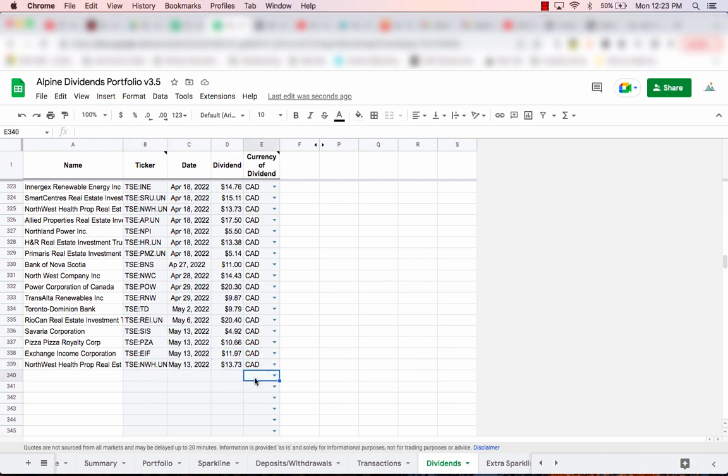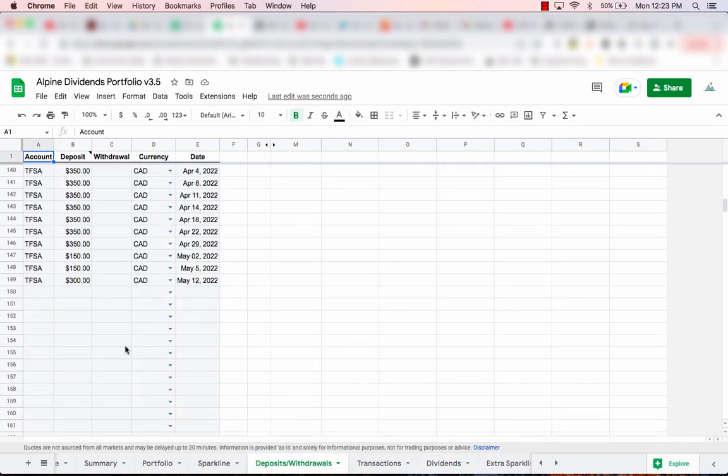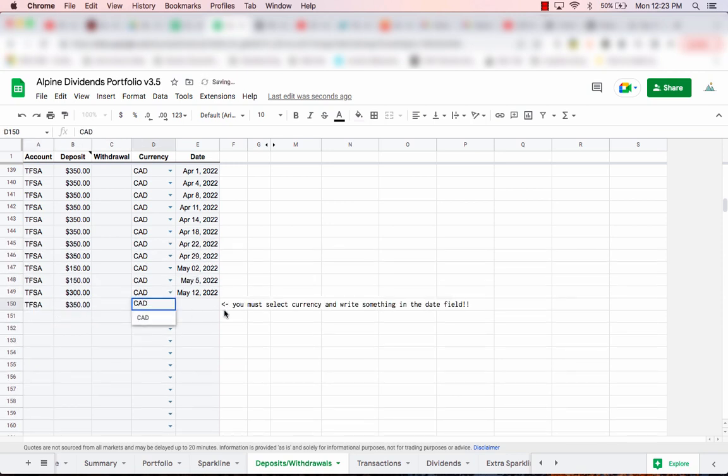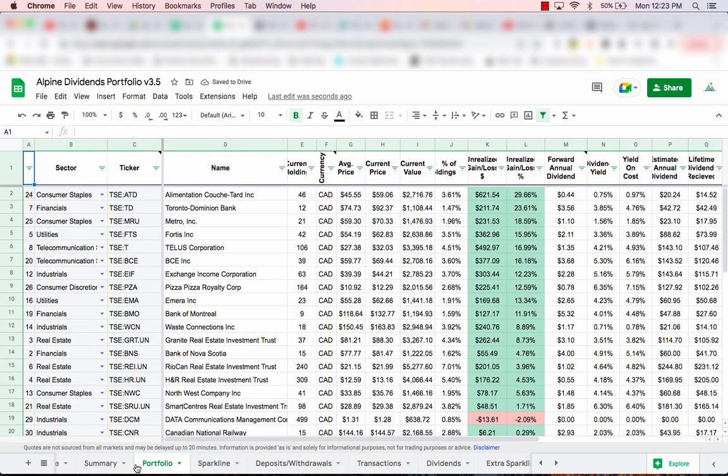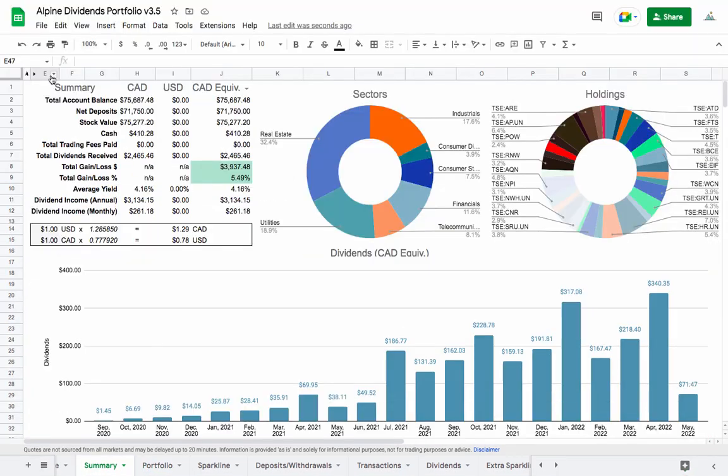I also made a deposit earlier today of $350, so I need to log that as well in my spreadsheet, so I can just drop this in here while I've got you. It is $350. I made it in Canadian dollars, and today was May 16th, 2022. So now my portfolio, or my summary, is totally up to date of what's actually in my account, and now it makes sense to start talking about the totals.